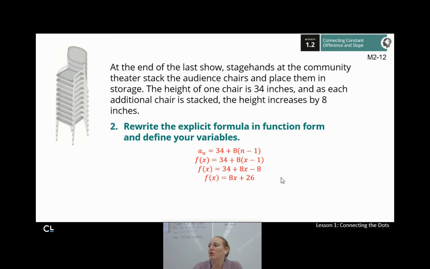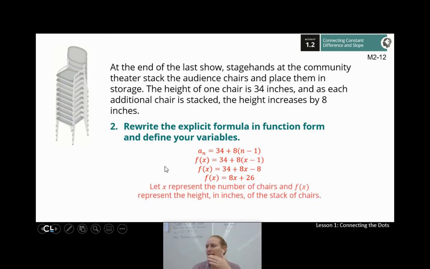But I do want to define my variables. So real quick, x is the number of chairs, right? And f of x is the height of the stack. So I'm going to write that down. x represents the number of chairs, and f of x represents the height in inches of the stack of chairs. Awesome.